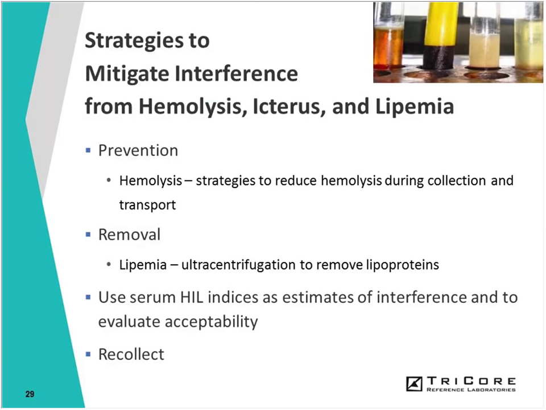Most automated chemistry analyzers have the ability to estimate the abundance of hemolysis, icterus, and lipemia in all samples, and these HIL indices can be used to evaluate the acceptability of a sample for analysis. Labs that utilize that mitigation technique, though, should establish thresholds for the various interferences that would potentially compromise the test result. And of course, recollecting the sample may also be required.